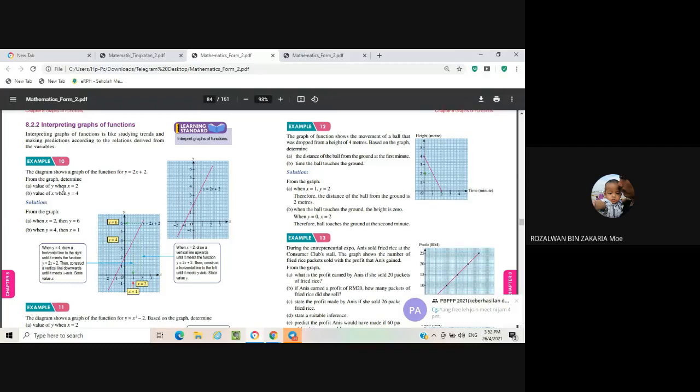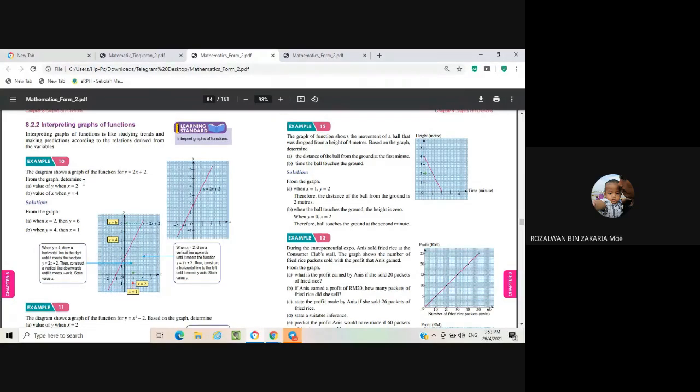Okay, all right, class. So this one, example 10. The question is, the diagram shows a graph of the function y equal to 2x plus 2. So from the graph, determine a, the value of y when x equal to 2, and b, the value of x when y equal to 4. Actually, for the question to interpret the graph, it is already given to you. So the graph, we have one straight line graph here.